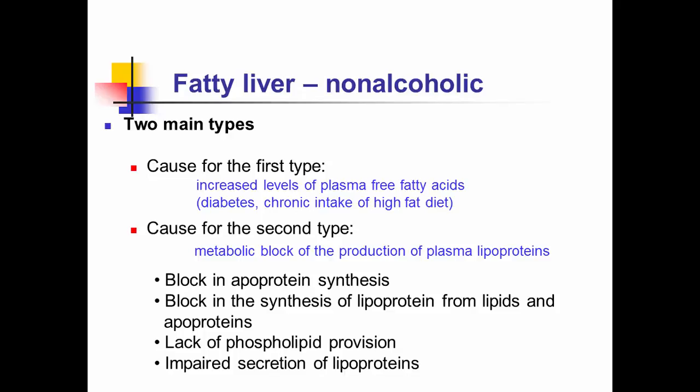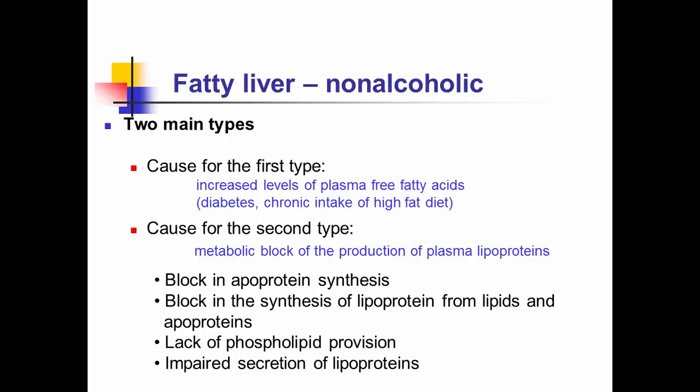For the first type, there are increased levels of plasma fatty acids. For example, the diabetic condition or the chronic intake of a high-fat diet can raise fatty acid levels in the circulation, right? So fatty acids can be picked up by the liver for the synthesis of triglycerides. This causes increased triglyceride synthesis or formation.